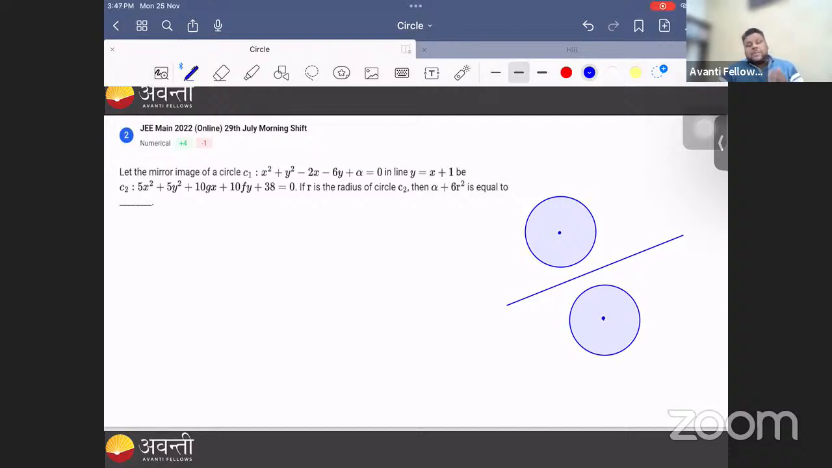Now see, taking the mirror image of a circle in a line means the radius is going to be the same. You just have to take the image of the center. So the center is (1, 3). Now this is the line y equals x plus 1. So the line is y minus x equals 1. So first of all, what we have to find? We have to find the equation of this line.